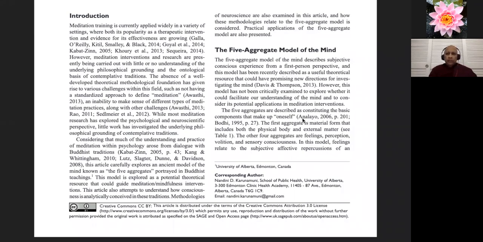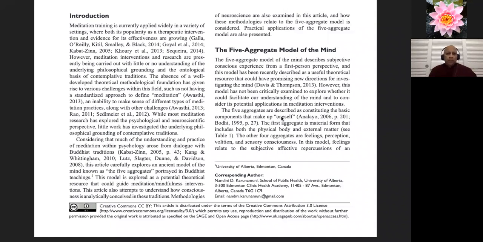And she's quoting Analayo and Bodhi. Analayo is a German scholar monk, and he's young. I love his English and his teaching, and most of his writings are available for free download on Google. You can get that. So here Nandini is quoting Analayo and Bodhi, both scholars, Analayo a German Buddhist monk and Bodhi an American Buddhist monk, as saying that the 5 aggregates are described as constituting the basic components that make up self.